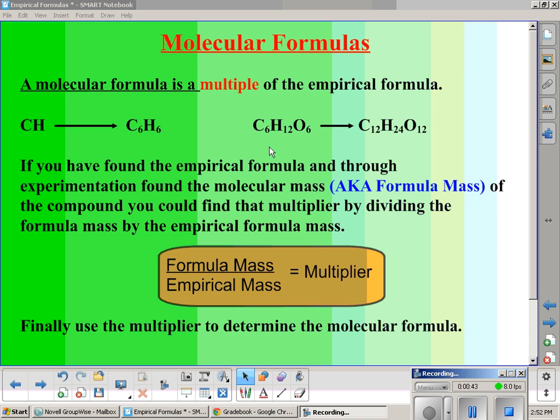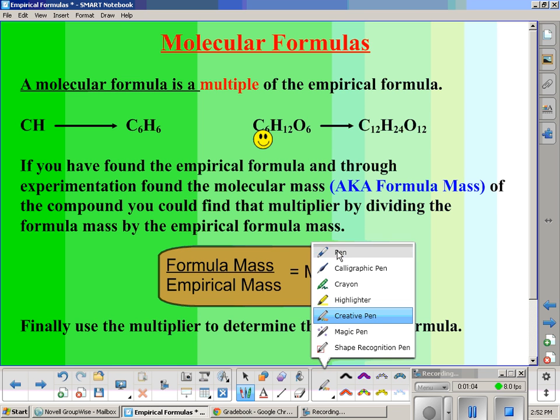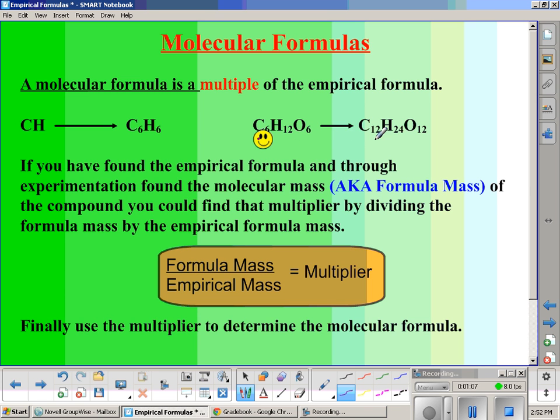Over here we have a molecule of glucose. It's a sugar, C6H12O6. If we found a multiplier of 2, then our formula ends up looking something like C12H24O12. Each one of these subscripts is going to be times 2. So we end up with times 2 for each one of those, multiplying through, and you end up with double the amount of each atom.